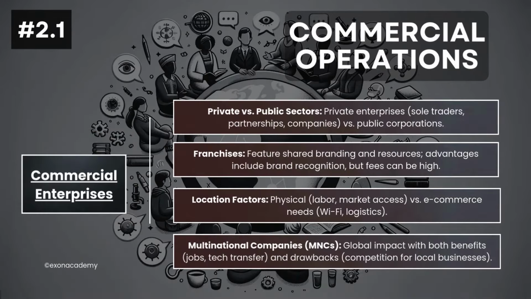Now let's explore how businesses operate within commerce. We've got 4 commercial enterprise types to deal with. Number 1, the private and public sectors are not to be confused with private and public ownership of businesses. The private sector includes businesses owned by individuals or groups, like sole traders, partnerships, and private companies. Remember that their goal is profit, while the public sector consists usually of government-run organizations, like public hospitals, focusing on welfare rather than profit.